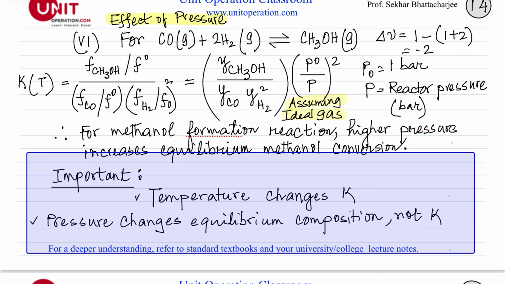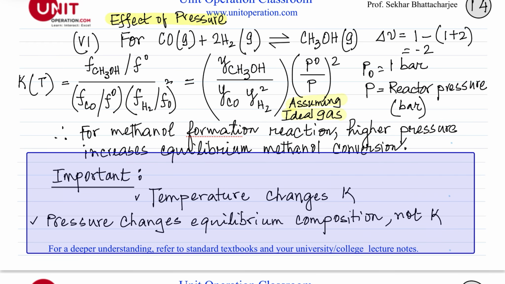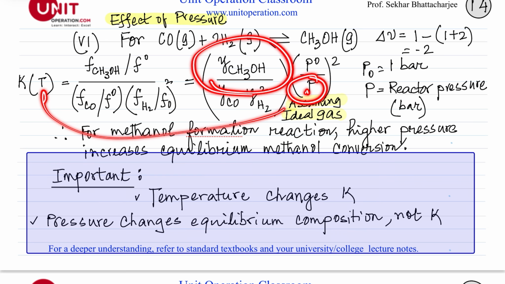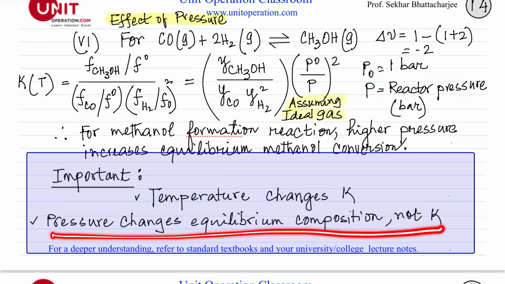As you can see, for the methanol formation reaction, higher pressure increases the equilibrium methanol conversion. So if we have a higher pressure, then of course it will give a higher methanol conversion. Important: temperature changes the value of K. We have seen how temperature changes the value of K, and we can calculate that from Van 't Hoff's equation. Pressure changes equilibrium composition, but not K.